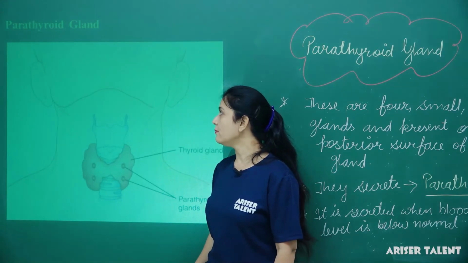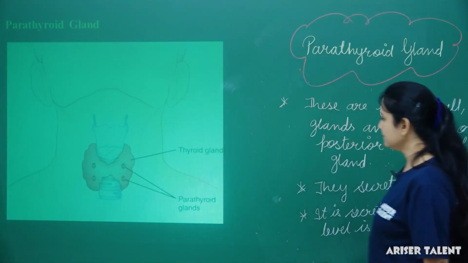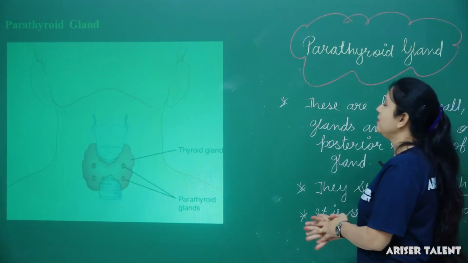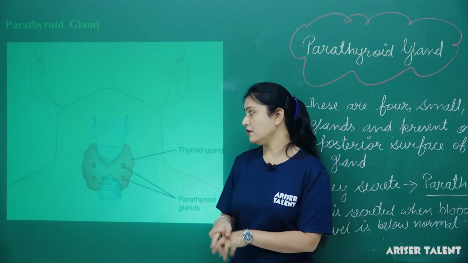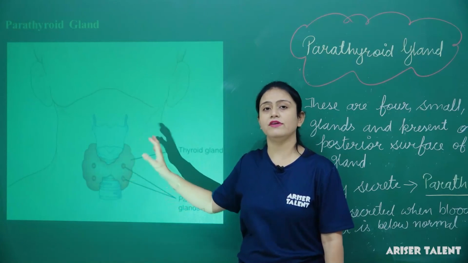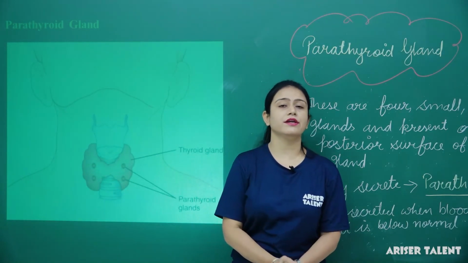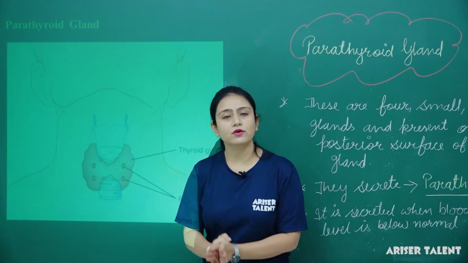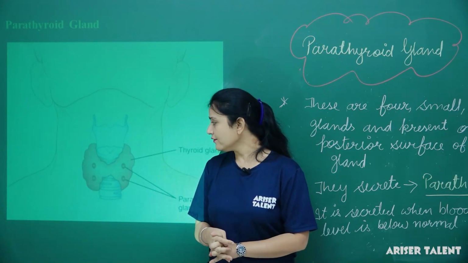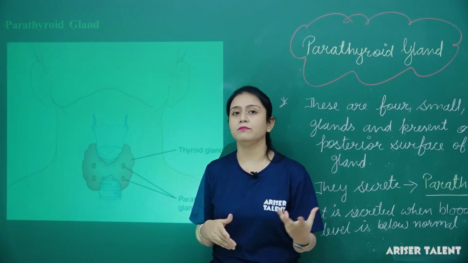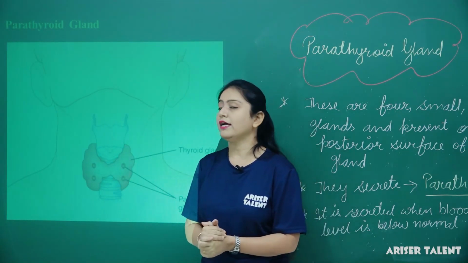Clear? So this was all about the thyroid gland and parathyroid gland. In this lecture we studied about the thyroid gland and parathyroid gland. The thyroid gland is situated in the neck region. Here we can see in the diagram both the structures, the thyroid gland and parathyroid glands. I told you that the thyroid gland is situated in the neck region and secretes different types of very important hormones, like triiodothyronine, thyroxine and calcitonin.